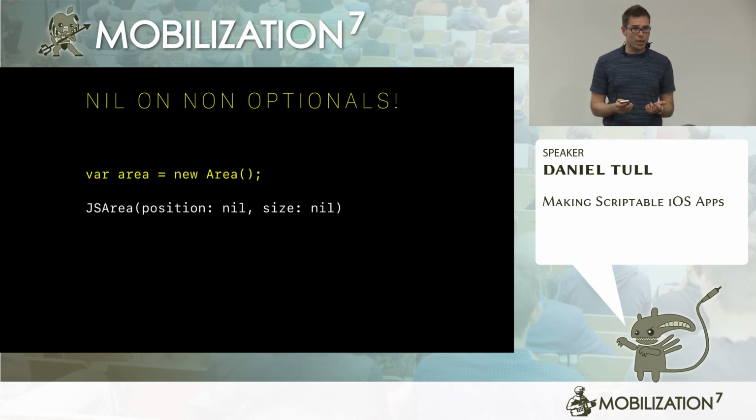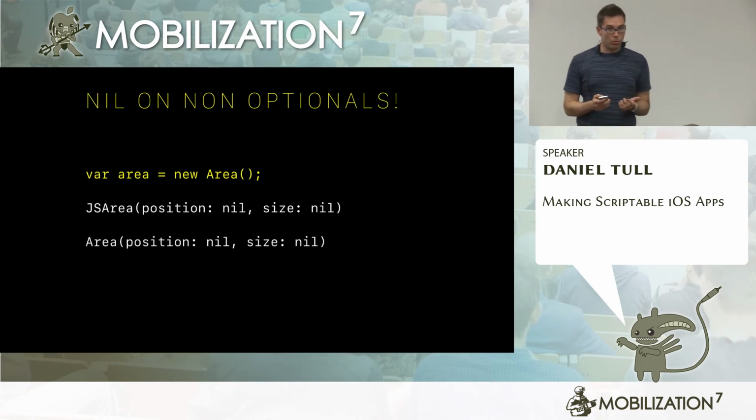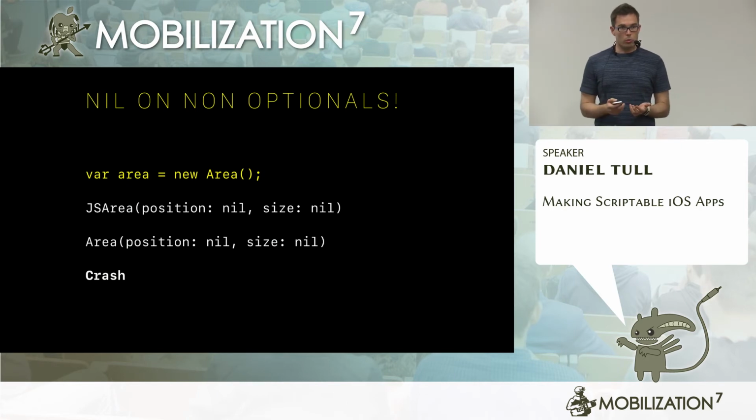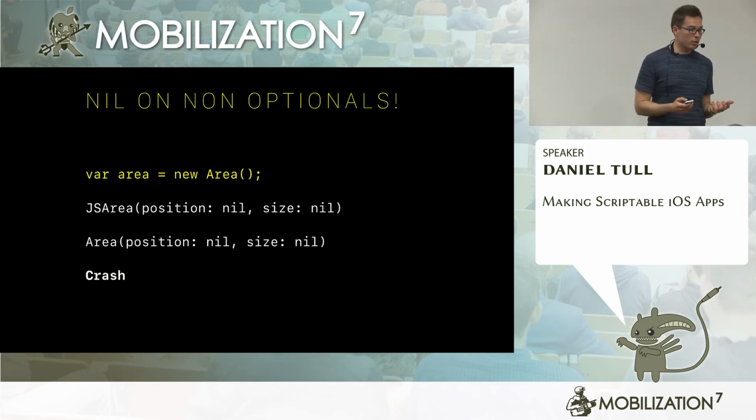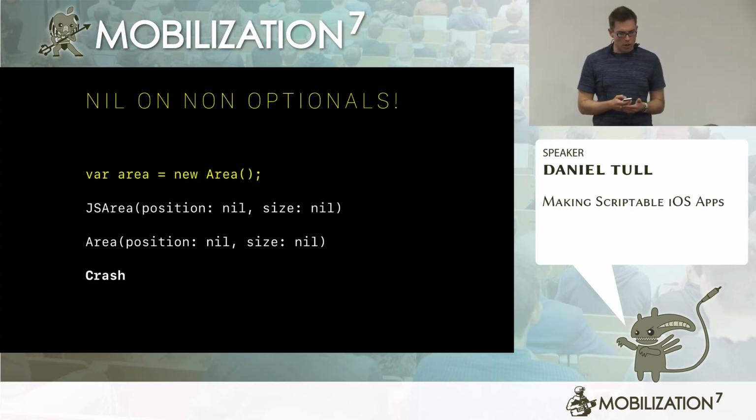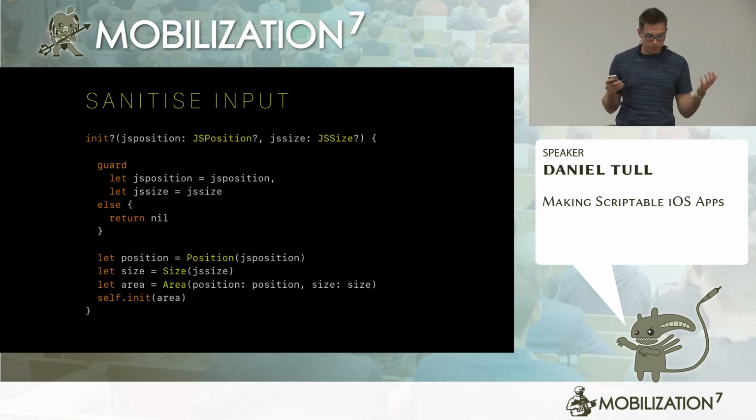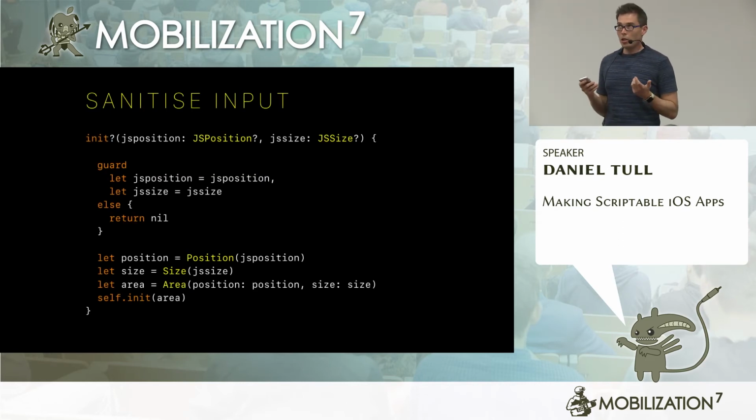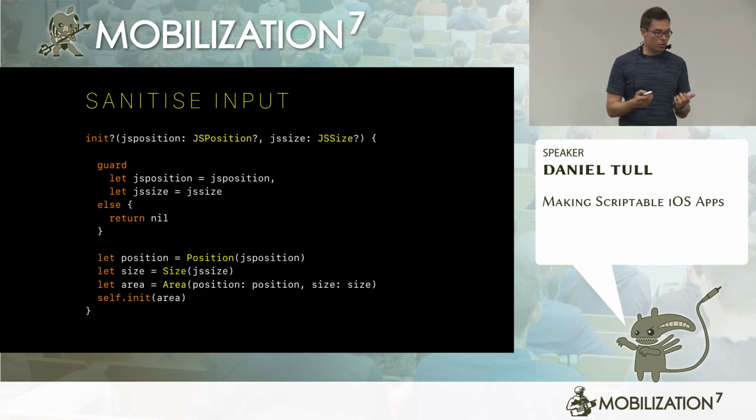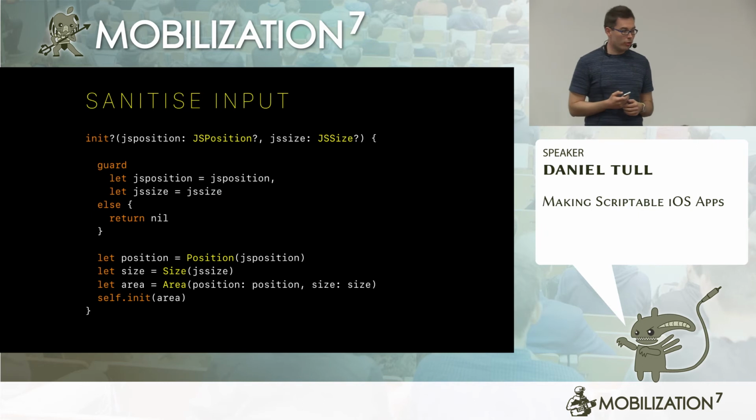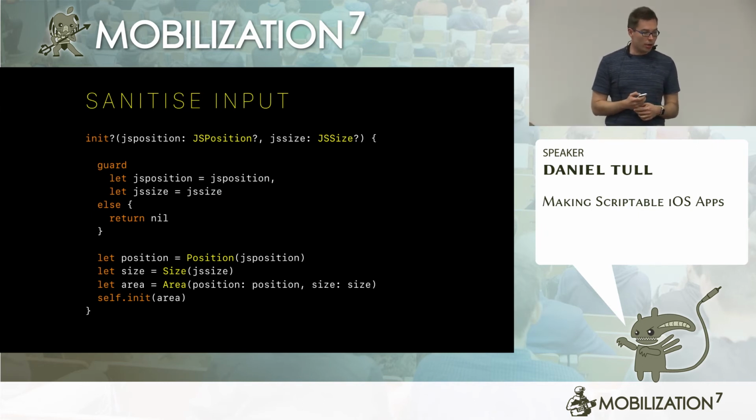This might be fine in Objective-C, but in Swift, they come through, and obviously this causes a crash because we're not expecting optional values. We're not expecting nil to be given to any of these things. And this leads to this kind of horrendous state of affairs where you have to sanitize the input. So now you expect a JS position which is optional and a JS size which is optional, and we've got to check to make sure they exist before creating our actual area struct value and initializing on that. And if not, we're just going to return nil and hope that the person knows what they're doing in JavaScript and can work that out.